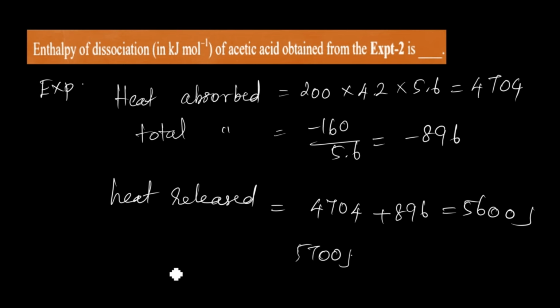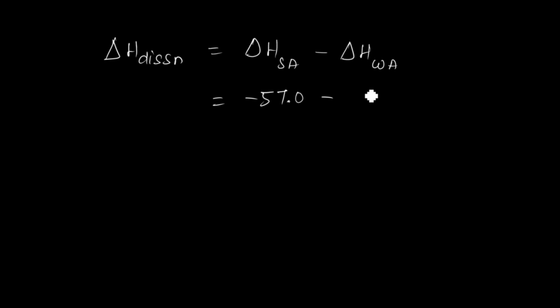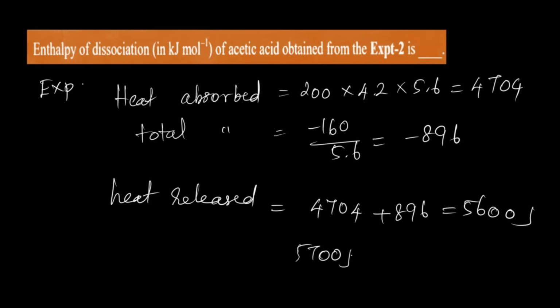So the enthalpy of dissociation is equal to the enthalpy of the strong acid minus the enthalpy of the weak acid, right? So minus 57, and here I'm having minus 56. These are in kilojoules, okay? So the remaining I'll get is minus 1 kilojoule per mole. They are asking it in kilojoule per mole, so the answer to this question is 1.